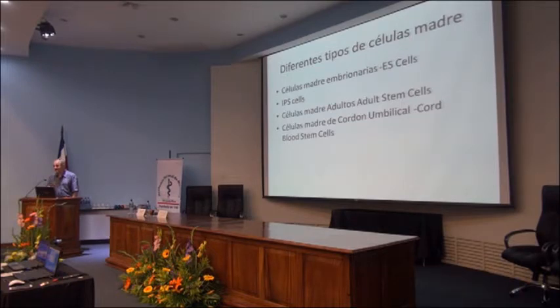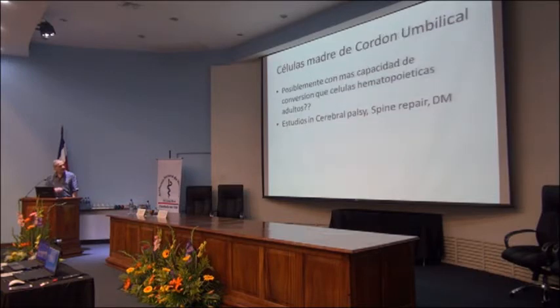They have to last as a lifetime, not another 10 or 20 years. And they are, at least in hematopoietic transplant, they have fascinating characteristics. A lot of people believe that they may have better characteristics of conversion into other tissues than adult stem cells. And they have been used in studies of cerebral palsy, where kids are born with cerebral palsy and get an injection of umbilical cord blood stem cells, spine repair, diabetes mellitus.